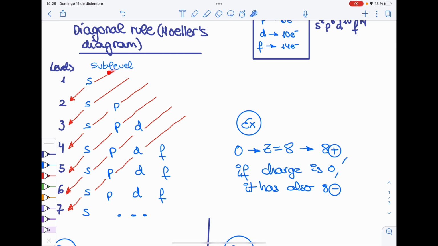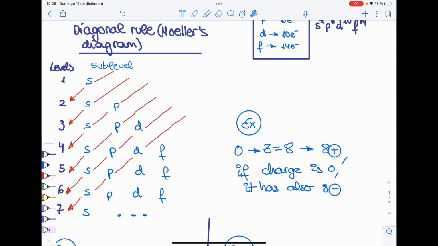Also, these red arrows tell us the order that we need to follow. So you need to know the order in which you place the different electrons. You always start with this one, you follow this line, then you move to the second line, then to the third line, and then to the fourth line. But the numbers that you need to look at are these ones.